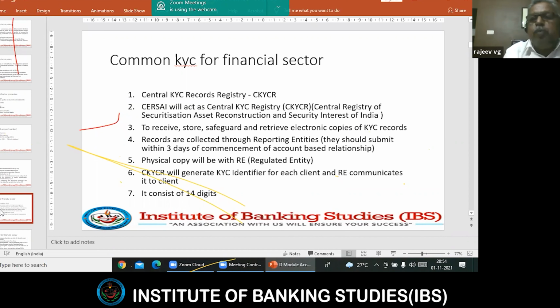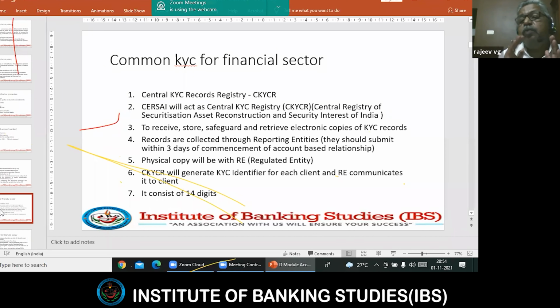If your bank is opening an account, the documents will be available with your bank, but the electronic image will be uploaded with CERSAI. The physical copy will be with the regulated entity. On uploading the documents to the CKYCR, what will CERSAI do? CERSAI will give a number to the bank, and the bank has to give that number to the customer. That is called the KYC identifier number for each client.